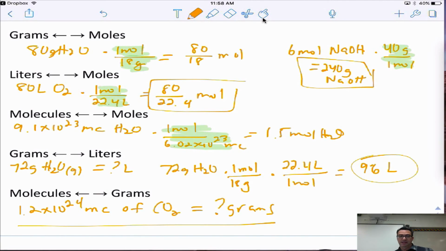So this is what we're really going to delve into tomorrow. This is what we're going to practice. This is what we're going to focus on.